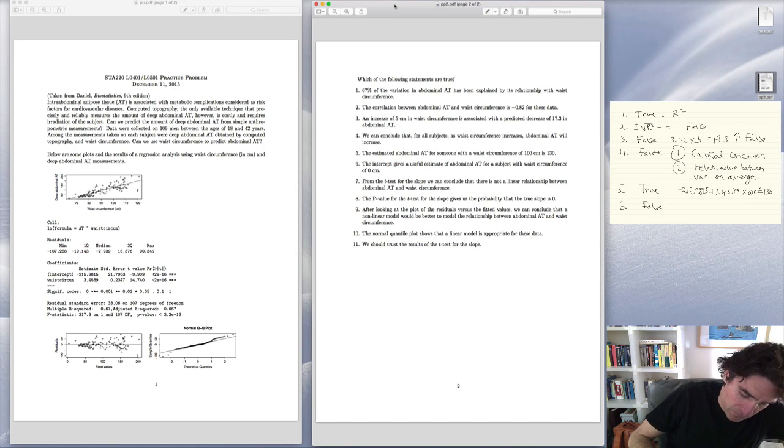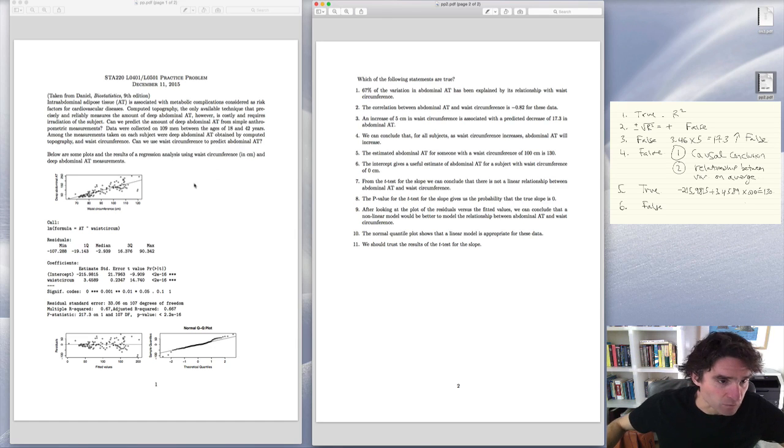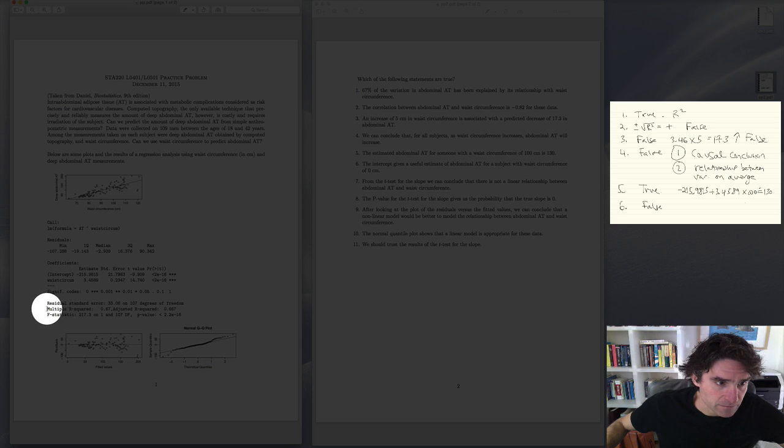This is true. This is basically r squared. And where would you get that from the output? Well, from the output it would be right over here, where it says multiple r squared 0.67. You can just ignore the multiple.